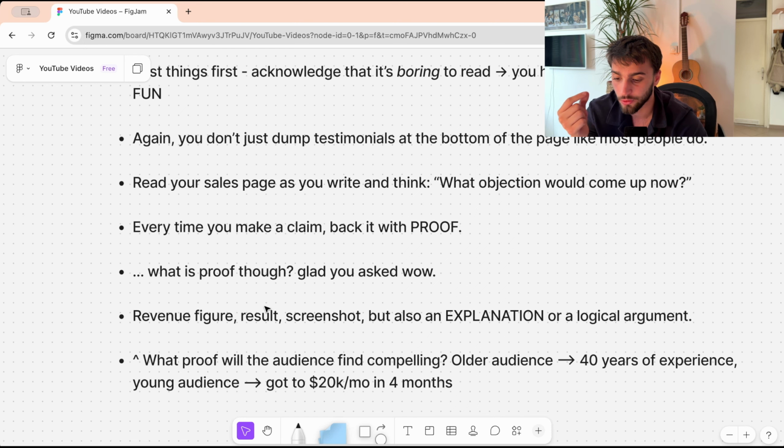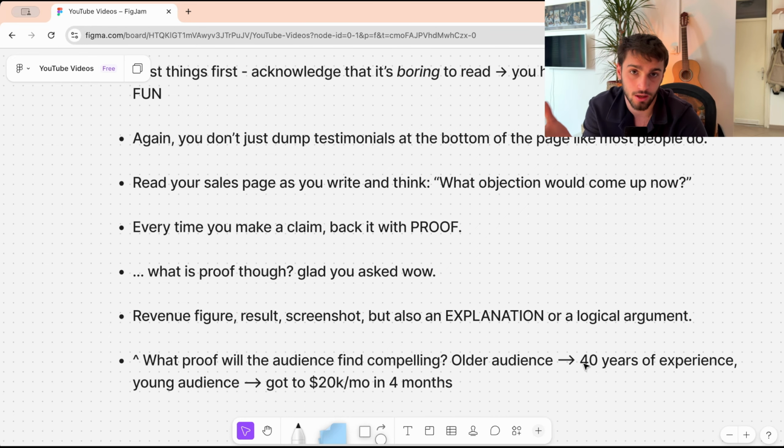And you always need to think, what proof will the audience find compelling? Because for an older audience, if you can write 40 years of experience, they're like, ooh, a lot of experience, a college degree, amazing. But a young audience doesn't care about someone having 40 years of experience because that's just not really our worldview anymore. We care about cold, hard cash, for example, got to 20K a month in 4 months. We want to know that a copywriting method really stands out, because if it stands out, it probably works. So if I say I've been in the game for 5 years, you'll be like, I don't care. Whereas someone who's older might care.